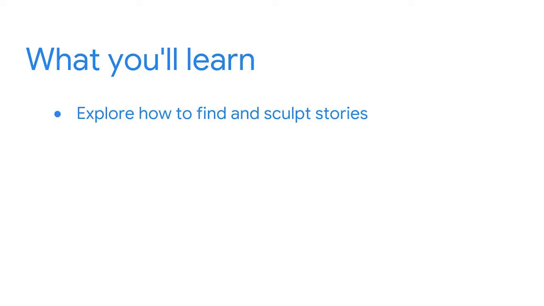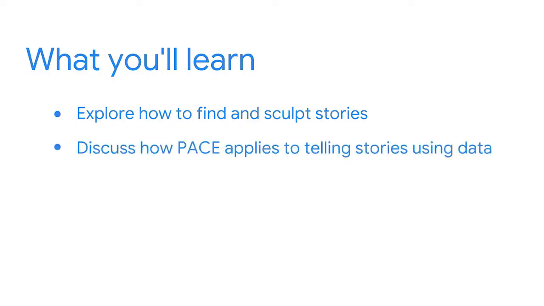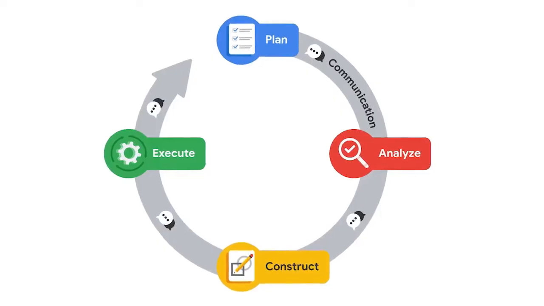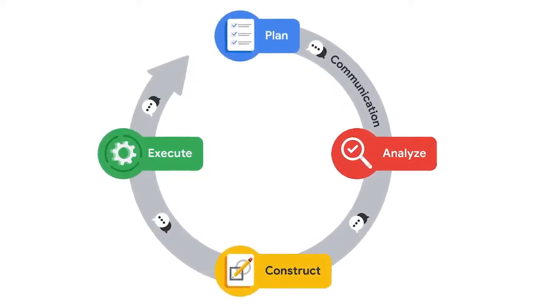We will begin with how to find and sculpt stories using a 6-part process called exploratory data analysis. Then, we'll discuss how PACE applies to telling stories using data. Do you remember the data professional workflow acronym PACE? That is, plan, analyze, construct, and execute. We'll talk about how PACE applies to exploring data and learn about the necessity of visualizations in understanding the data.